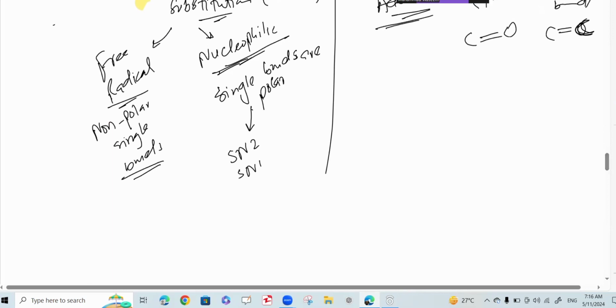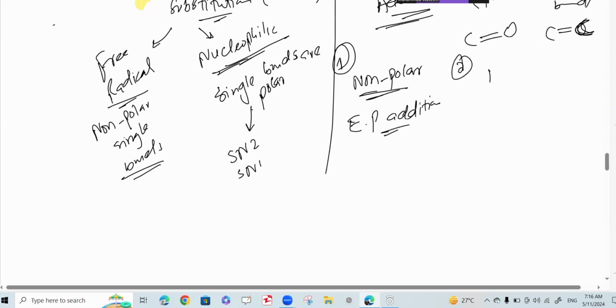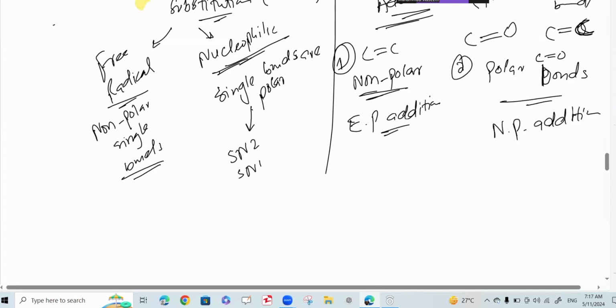In the addition reaction, one example is left, I will tell you. When there is a non-polar double bond, then there will be an electrophilic addition reaction, which I have just explained. And when there are polar double bonds, meaning carbon to carbon double bonds, carbon to oxygen, polar bonds, then what is there? Nucleophilic addition reaction. This I had to explain, let me tell you.